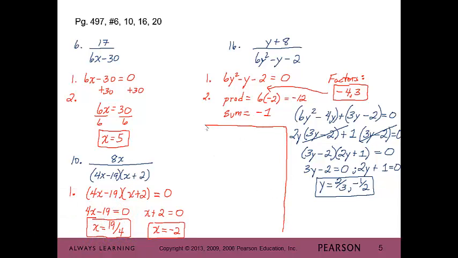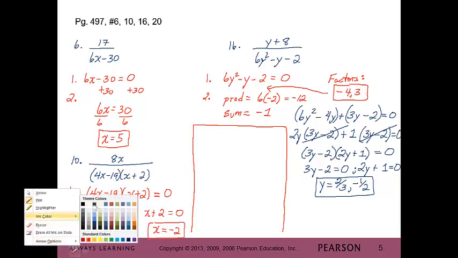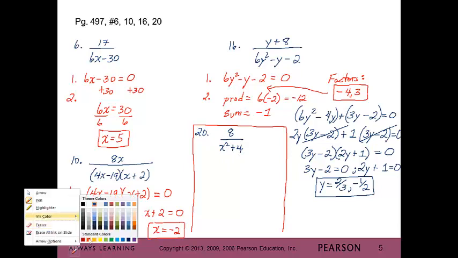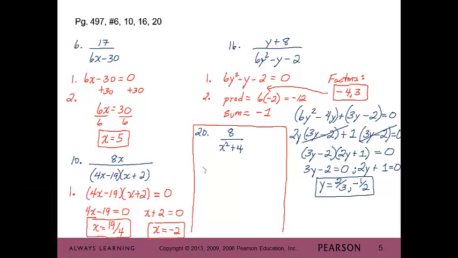Now let's look at number 20. And we have 8 over x squared plus 4. And again, we're looking for the value of x that makes this expression undefined. So we're going to start by setting the denominator equal to 0. And we have x squared plus 4 equals 0.